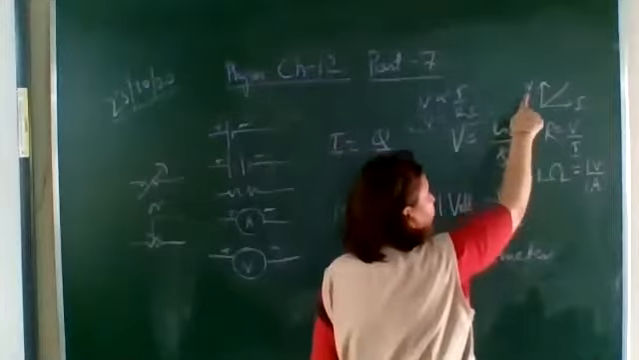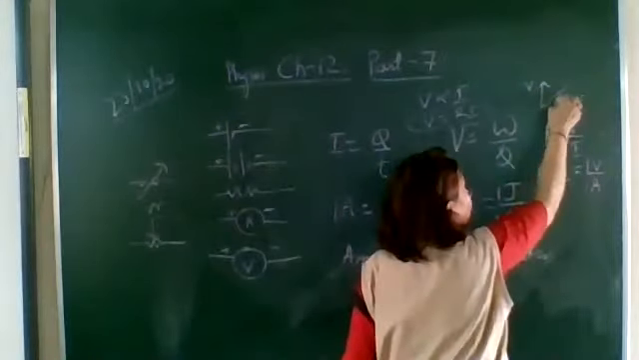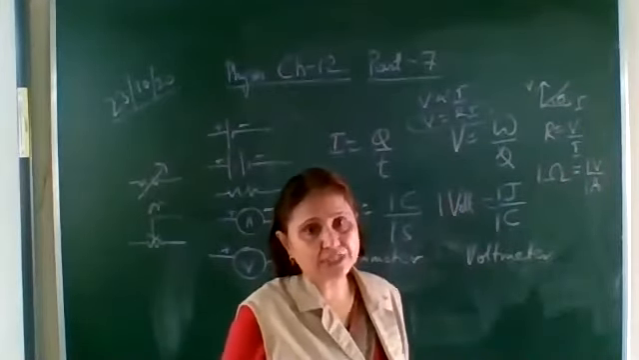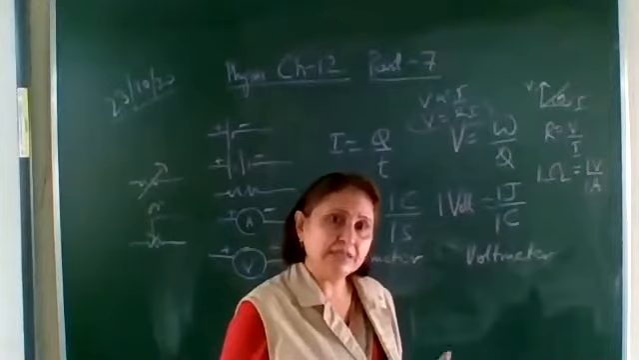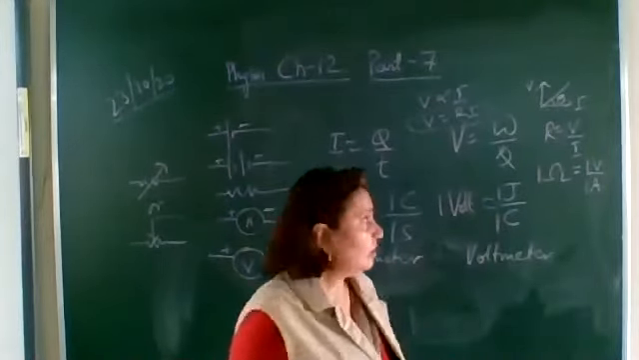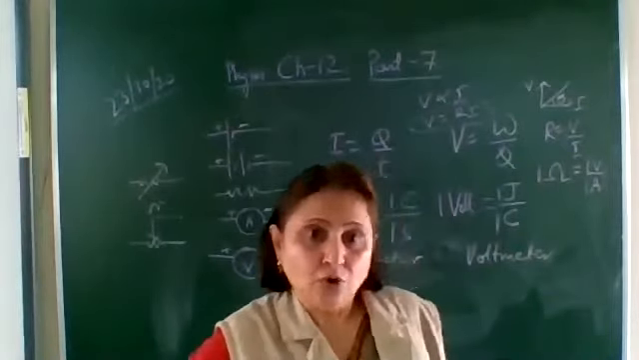If V is taken along the y-axis, I is taken along the x-axis. And how do we find out the slope? Tan theta. Tan theta gives the slope. So tan theta will give the resistance. That is, the slope of the line will give the resistance. Okay, so this is the mathematical representation of Ohm's law.